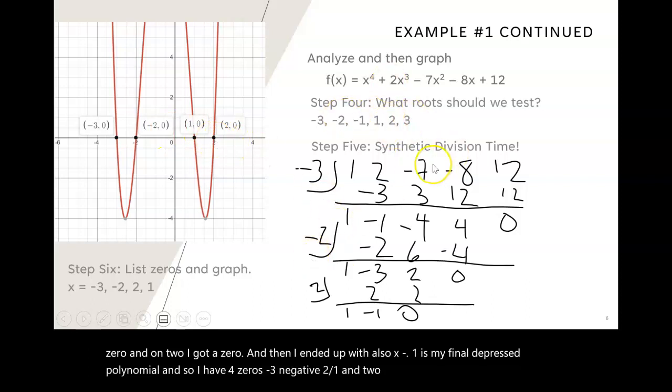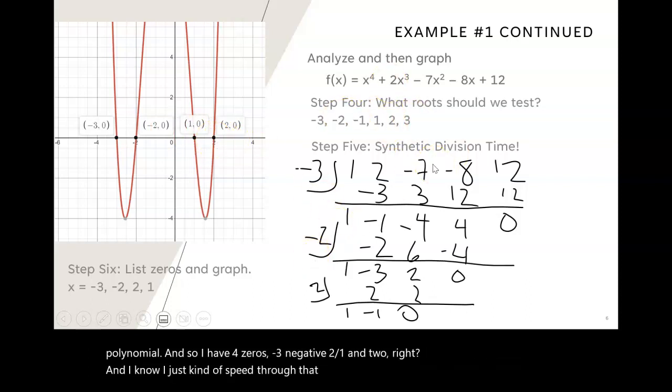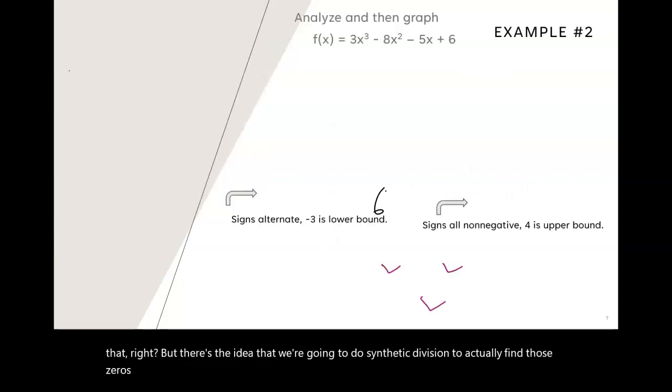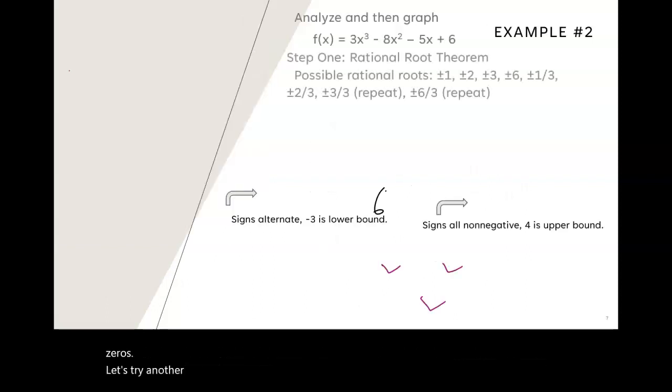I know I just kind of sped through that process. It takes a little longer sometimes to do that, but there's the idea that we're going to do synthetic division to actually find those zeros. So let's try another one here. Analyze and then graph f of x equals 3x cubed minus 8x squared minus 5x plus 6.